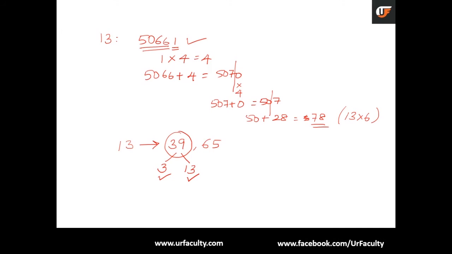Okay, so for 65, how do we do it? It's basically a multiple of 5 and 13. So what happens? You need to check if that particular number is divisible by 5. You know how it is. The last digit is either 5 or 0, and then check if it is divisible by 13 or not.